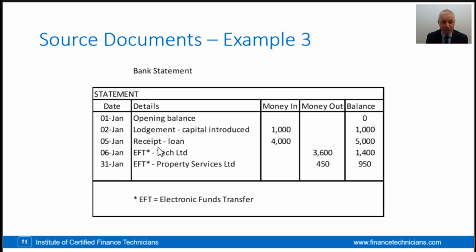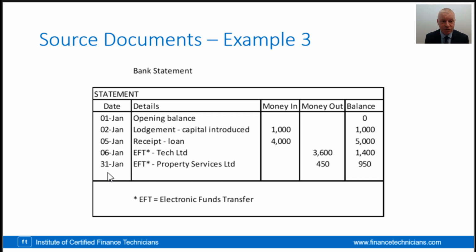Then on the 5th of January, we have a receipt of a loan. So money's borrowed from some third party, and that's adding to the amount of funds available. So the 4,000 and 1,000 gives 5,000 over here. Then during the period, there's been monies being spent. So on the 6th of January, EFT, which stands for Electronic Fund Transfer, you can see noted down here to a company called Tech Limited, 3,600. So this comes off that balance, reducing the balance figure to 1,400.